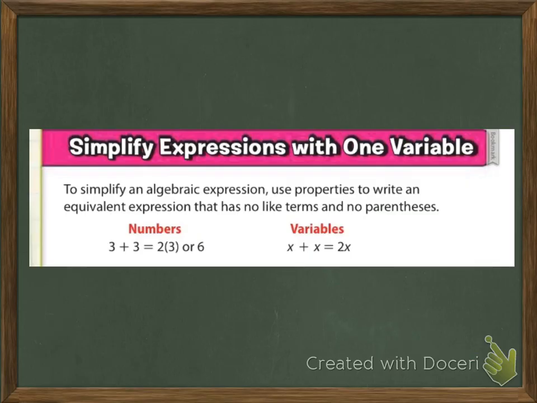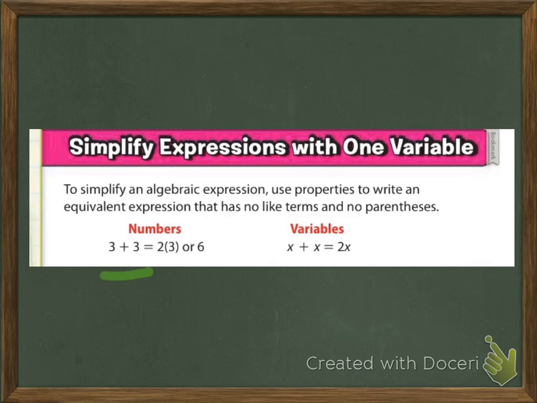All right, so simplifying expressions that have one variable. To simplify an algebraic expression, use properties to write the equivalent expression that has no like terms and no parentheses. So I like that they have 3 plus 3 here, and then they call it 2 times 3, because that's just repeated addition, right? With the variables here, x plus x, that means we have 2 x's. So 2 times x, right?